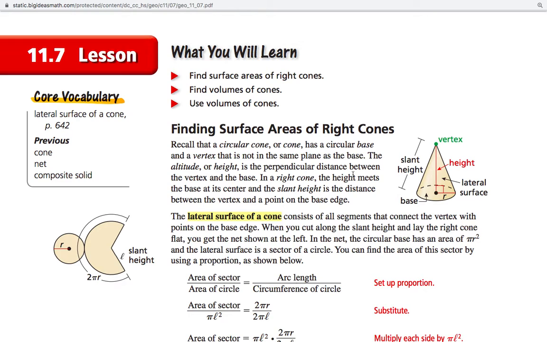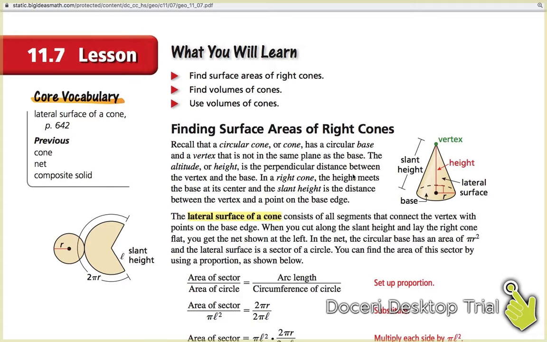Talking about the lateral surface. Lateral surface would be anything, all the segments that connect the vertex with points on the base edge. So your lateral surface is basically everything that's not the base. So it would be the area around the figure, right? It's the wrapping. It's not the base, it's everything else. That's talking about the lateral surface of it, okay?